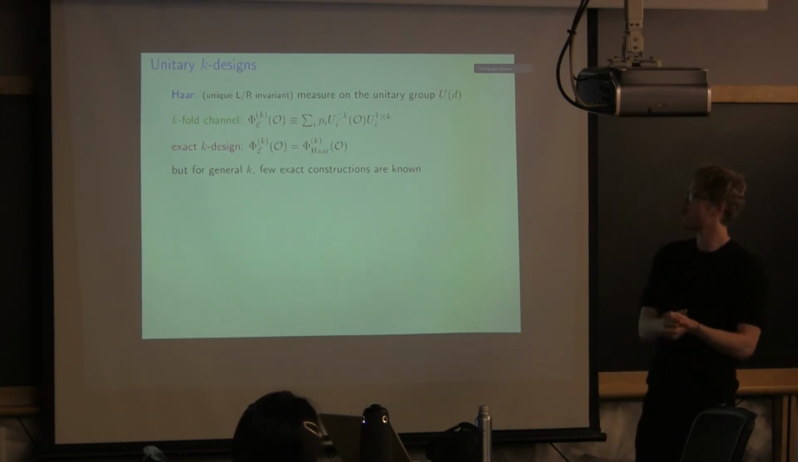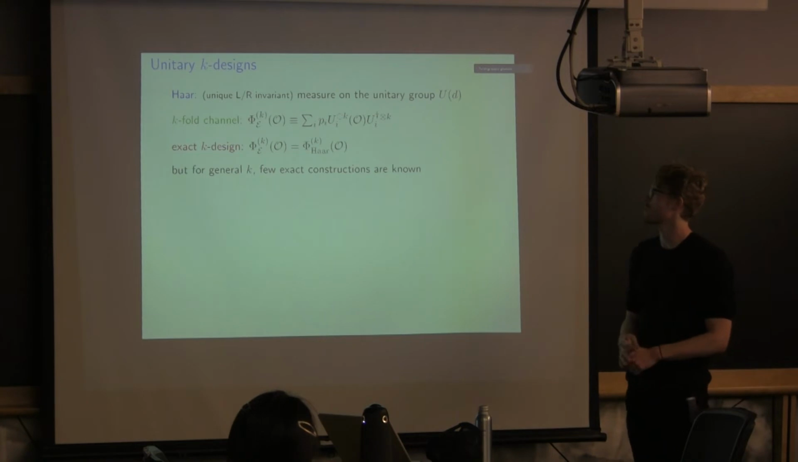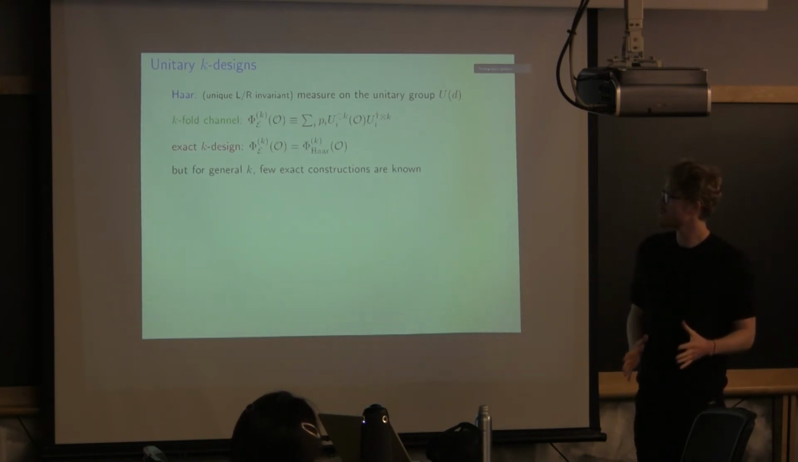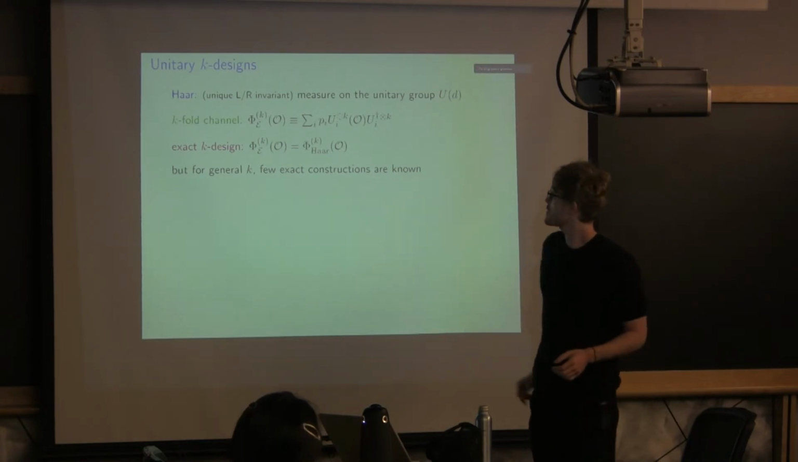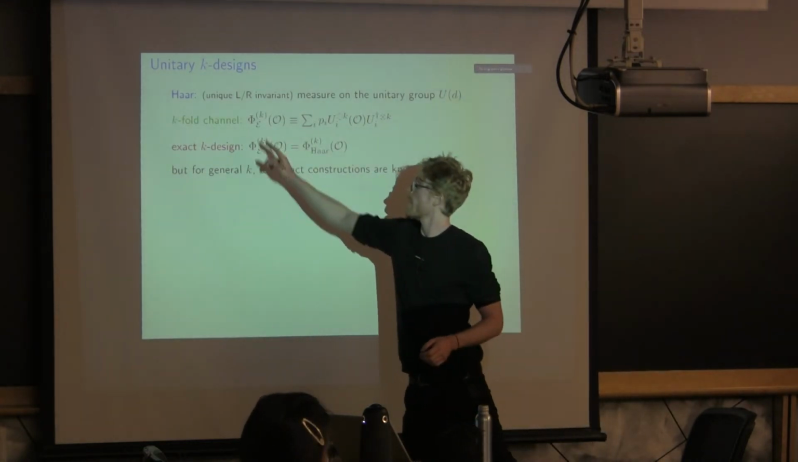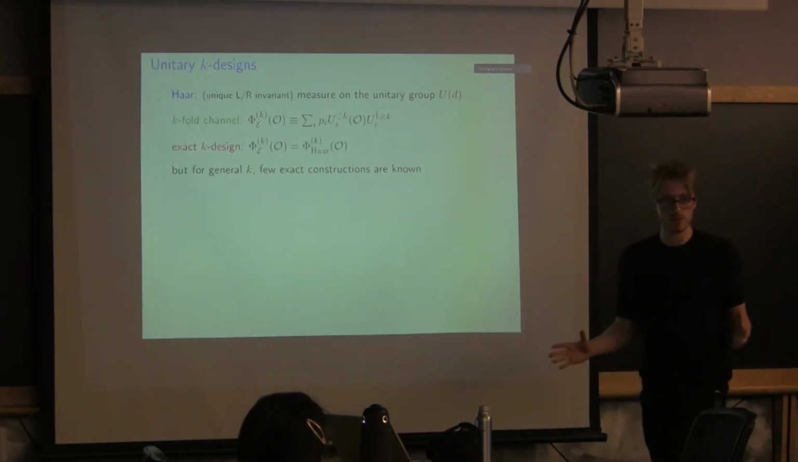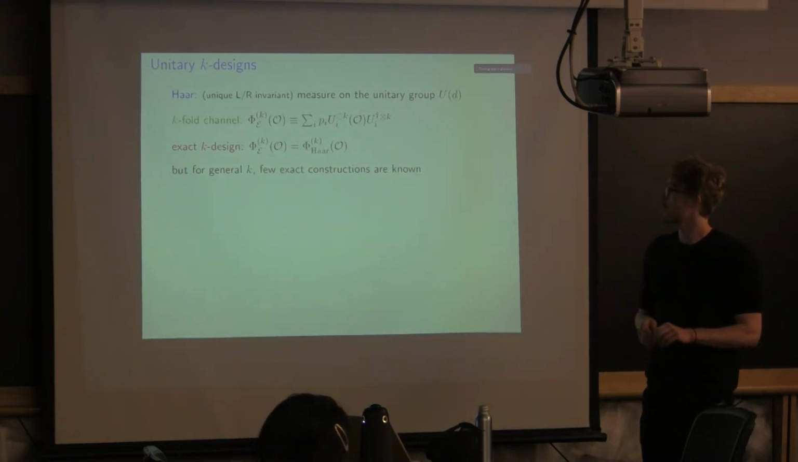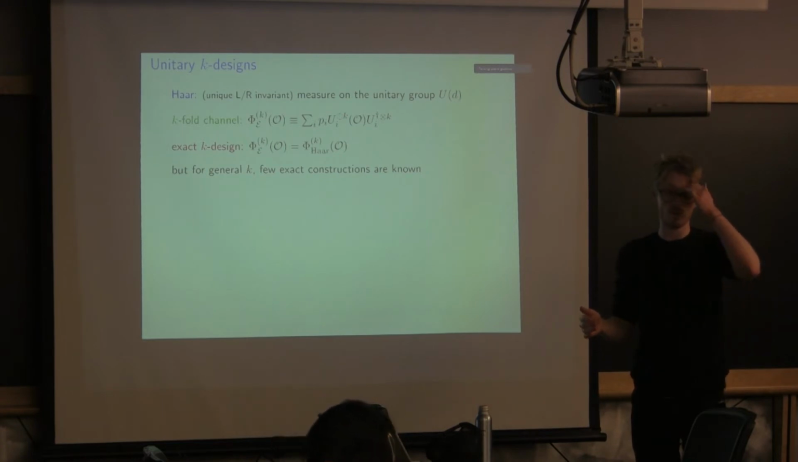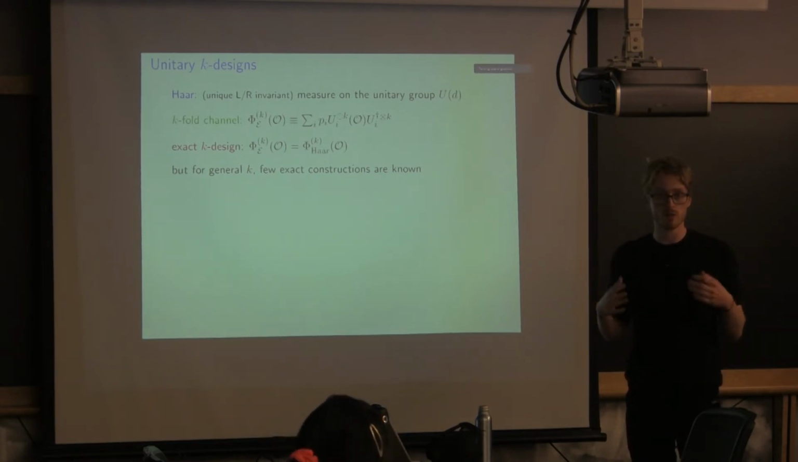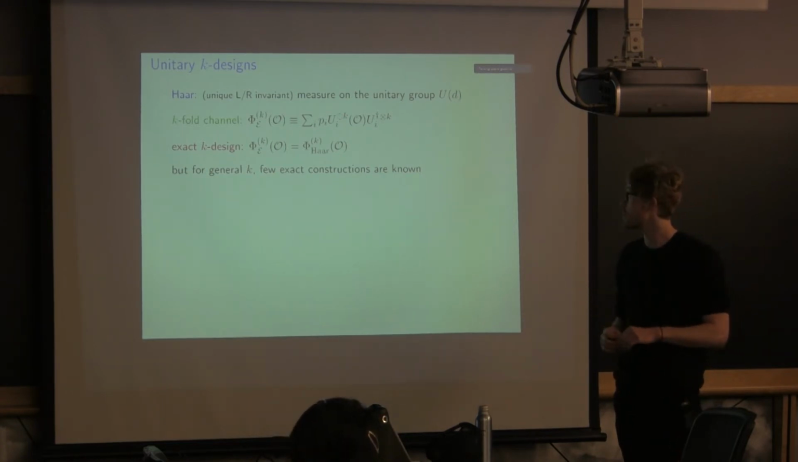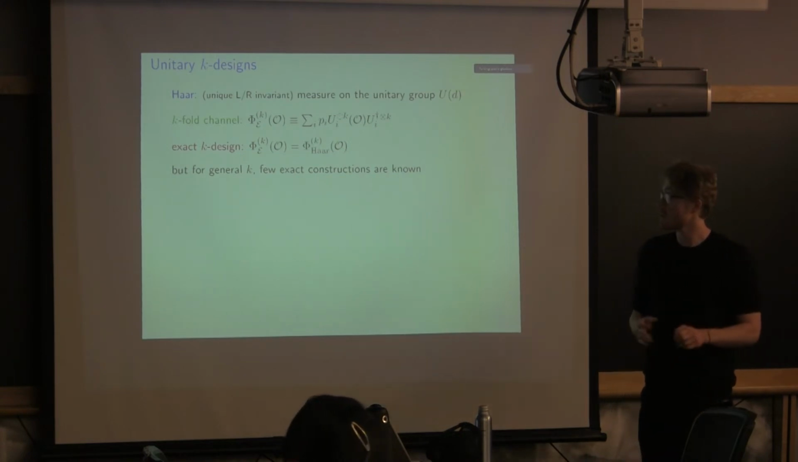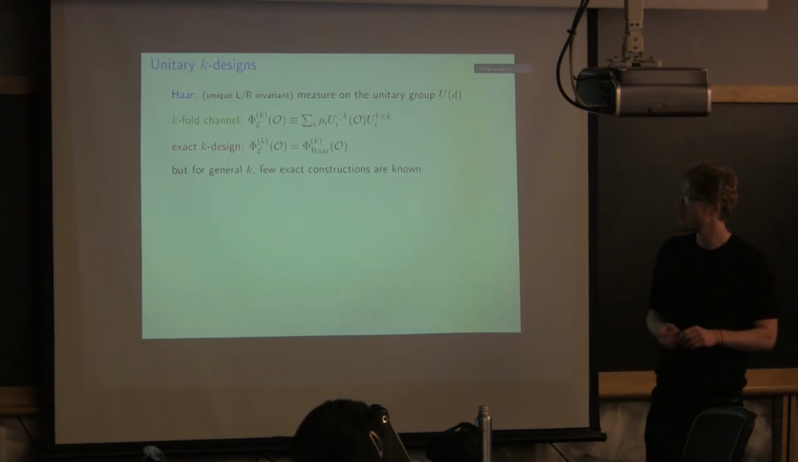So recall that the Haar measure is the unique left and right invariant measure on the unitary group. If we consider some ensemble of unitaries, which I'll denote with this curly E, this is just some set of unitaries with some probability. We're often interested in moments of that ensemble, and one way to encode moments, or polynomials in those unitaries, is with this operator called the k-fold channel, which is basically encoding the k-th moment.